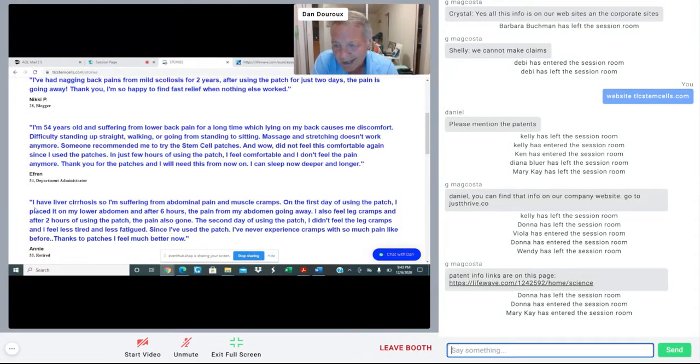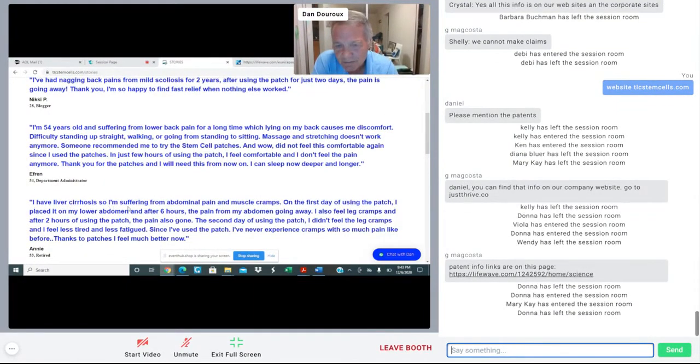Oh, my God. I have had liver cirrhosis, so I'm suffering from abdominal pain and muscle cramps. On the first day of using the patch, I placed it on my lower abdomen, and after 6 hours, the pain from my abdomen went away. I also felt leg cramps, and after 2 hours of using the patch, the pain was also gone.